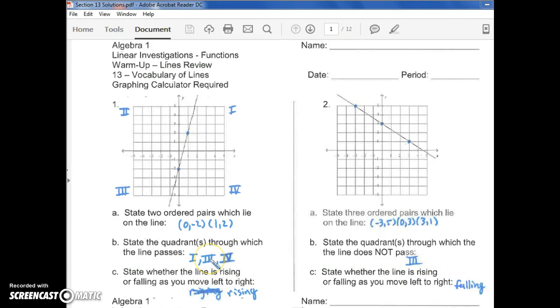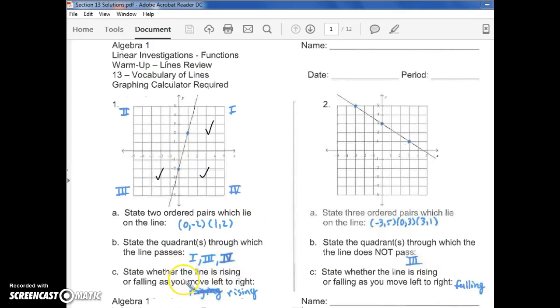For part B, we're asked to state which quadrants the line does pass through. So the ordering of the quadrants starts in quadrant 1 up here in the upper right, and it goes in a counterclockwise fashion. So quadrant 1, 2, 3, and 4. So the ones that it does pass through, quadrant 1, that's a good one. Quadrant 2, it does not. Quadrant 3, the line does. And quadrant 4 does as well, just in that one little tiny sliver.